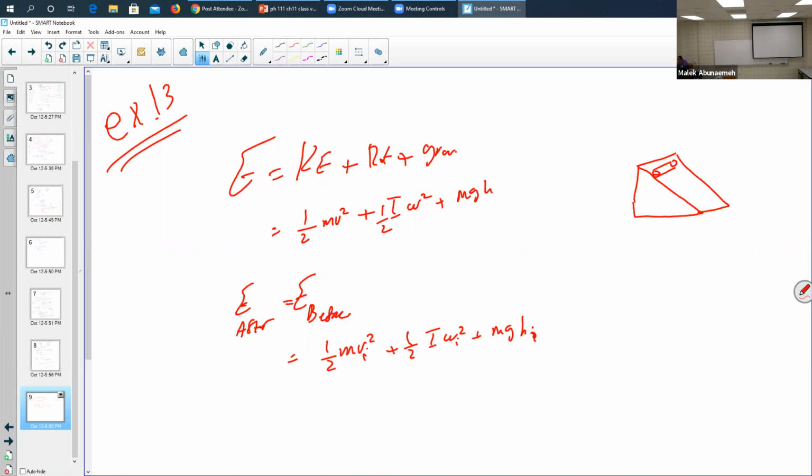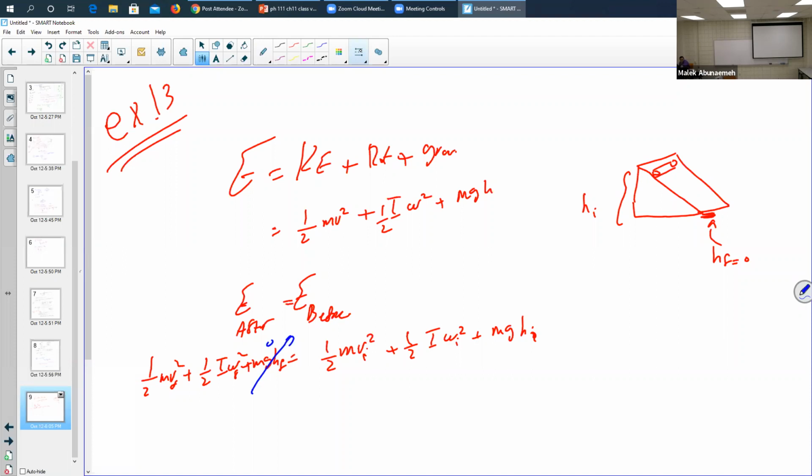Now remember, your distance over here, that's your h initial. Your distance right over here, that's your h final, which is going to be 0 basically. Now after it goes down, same thing, you're going to have a kinetic energy, which is going to be 1/2 m vf squared plus 1/2 I omega final squared plus mghf. So basically we said the initial height, the final height is 0. So this thing is going to go to 0.